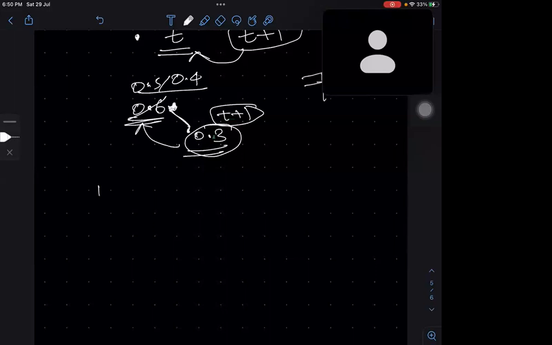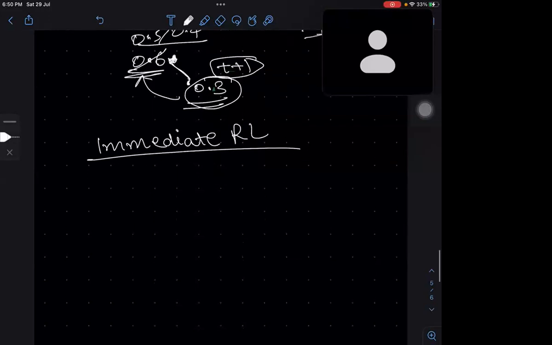Now coming to immediate RL. As we have discussed, what is immediate RL? When we are getting the reward at that particular moment only, when we are at a particular state taking the action, and at that moment only we are getting the reward after taking the action, that is the immediate RL. And here we are not talking about the states. Suppose, okay, let's not talk about states here.